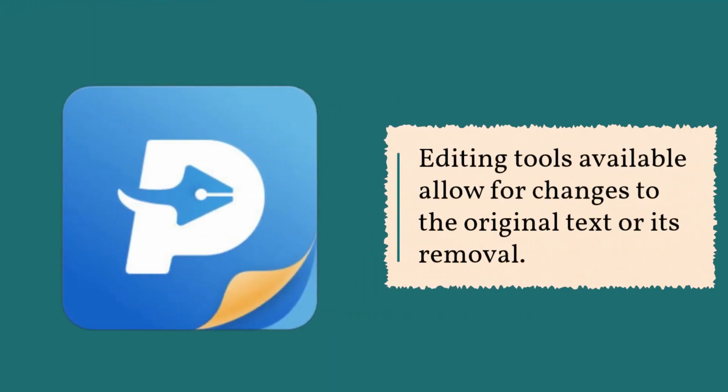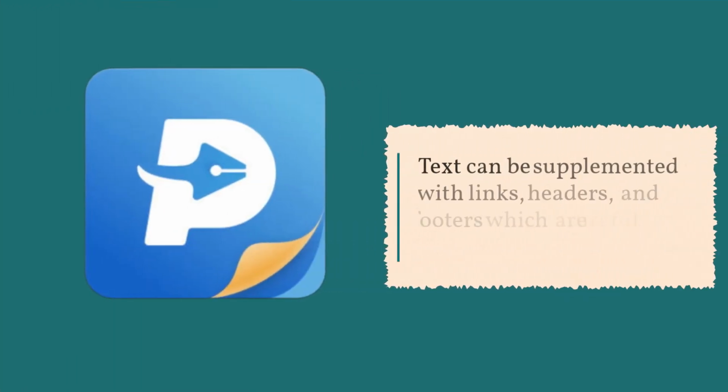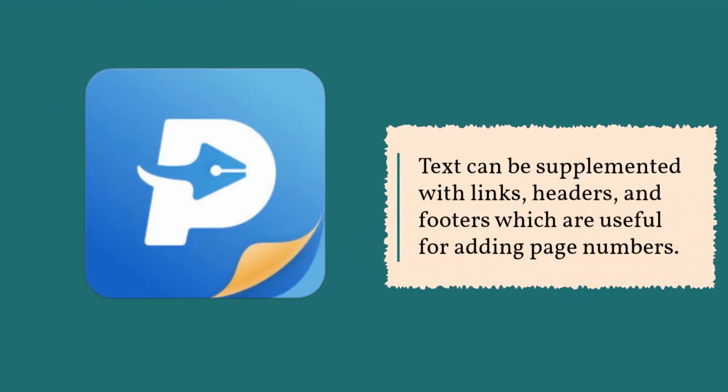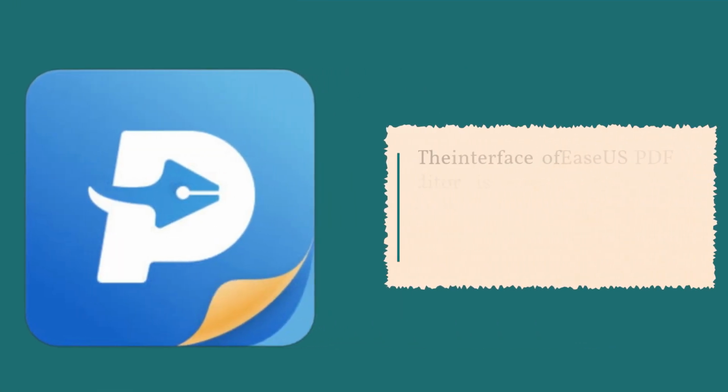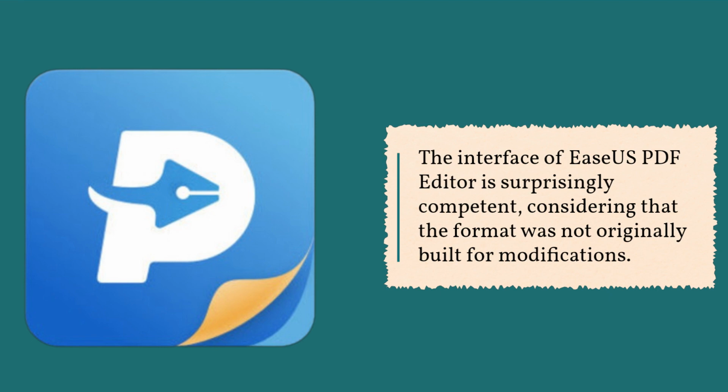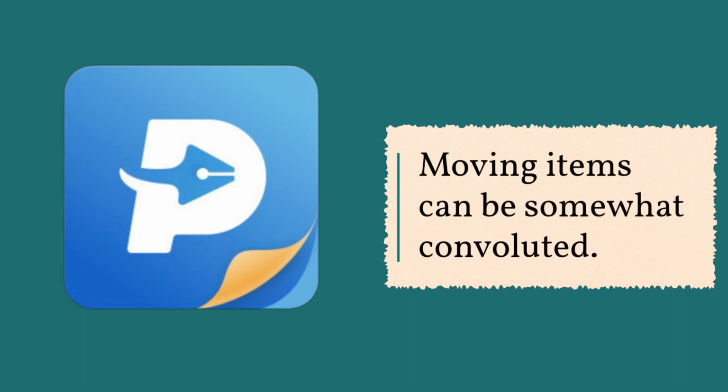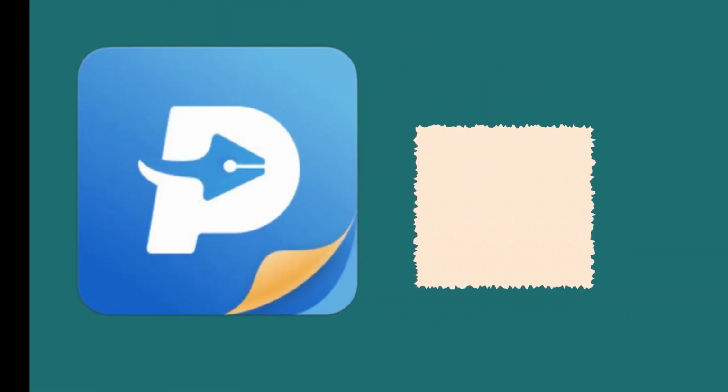Editing tools available allow for changes to the original text or its removal. Text can be supplemented with links, headers, and footers which are useful for adding page numbers. The interface of EaseUS PDF Editor is surprisingly competent, considering that the format was not originally built for modifications. Moving items can be somewhat convoluted.